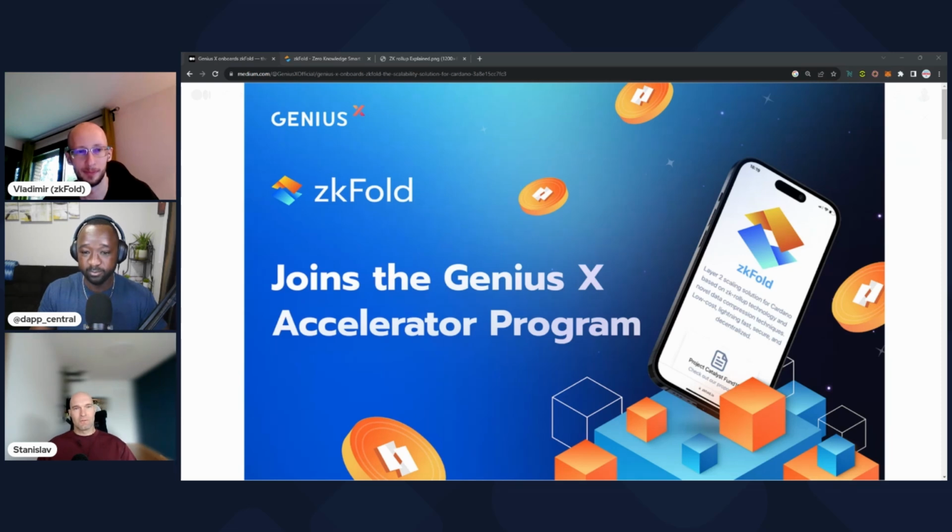So as you know, the zero knowledge rollups on Cardano, that's a very ambitious and extremely difficult project itself, from the technical perspective and so on. And by partnering with Genius X, who are a very experienced team of professionals, we expect to solve some of our issues with their help.